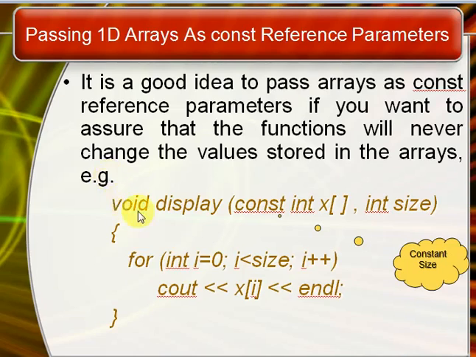For example, void display is the name of the function, with a constant reference of the array and the size of the array. Constant means you can't change the content of this array in this user defined function. So for int i = 0; i < size; i++, cout x[i] endl means you can display or view the elements of the array but can't change these elements.